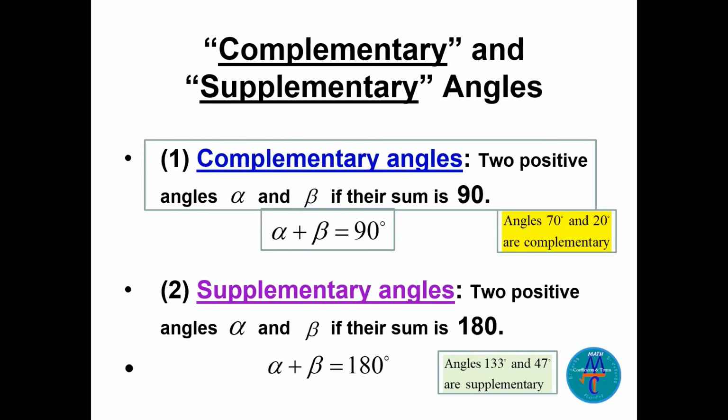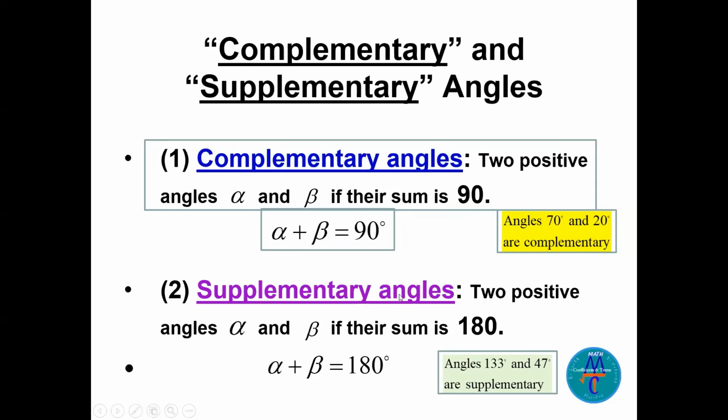Complementary and supplementary, big words. 2 positive angles, alpha and beta, are complementary if their sum is 90 degrees. So we can say alpha plus beta is equal 90 degrees, like 70 and 20. If you add them, you get 90. That means 70 and 20, we can call them complementary angles.